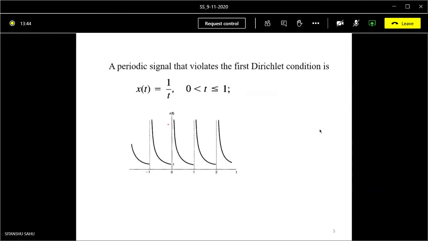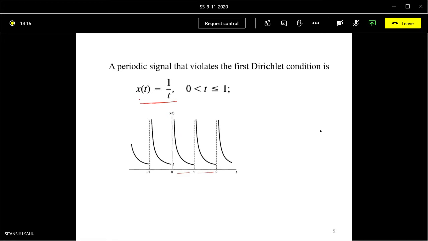So this is one condition. Now, if you see this signal, this is a periodic signal that violates the first Dirichlet condition. That means if I take x of t is 1 upon t. Okay, so this is the signal. This signal is periodic with a fundamental period of 1. It gets repeated after 1 to 2, the same thing, and 2 to 3 is the same thing. So this is the signal x of t, which is defined as 1 upon t.